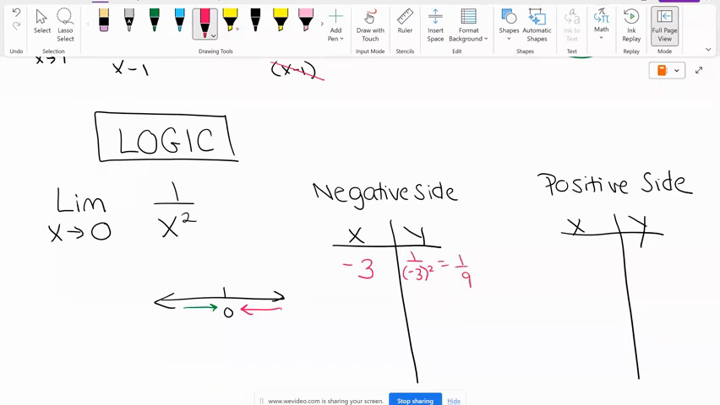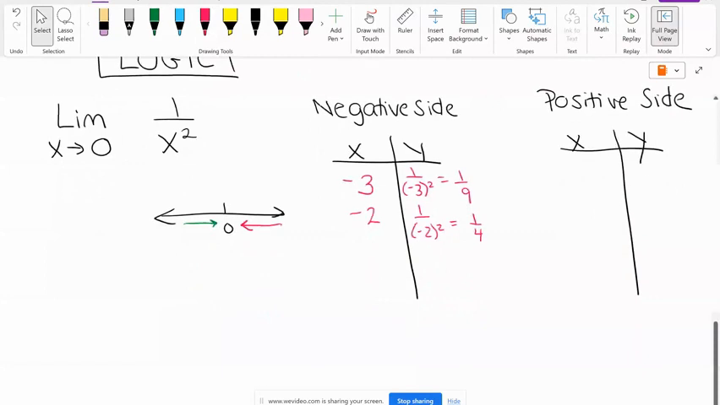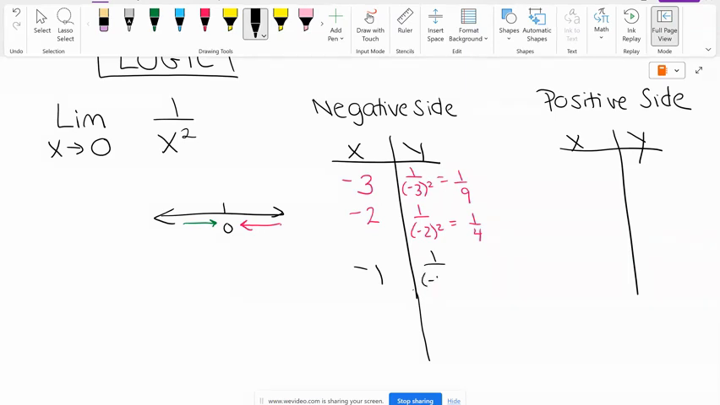All right, now we're getting closer to 0. So am I going to go negative 4? Am I going to go negative 2 now? Negative 2. We're trying to get closer to 0. So now I'm going to go negative 2. So now we're 1 over negative 2 squared, which is 1/4. All right, we're getting closer to 0. So now where am I going? Negative 1. So now I'm 1 over negative 1 squared, which is just 1.